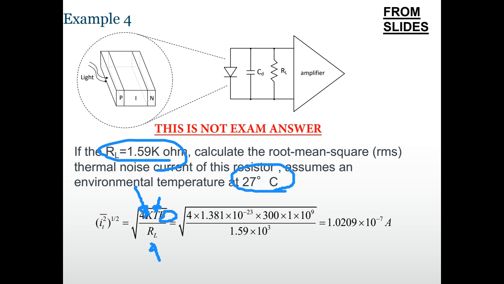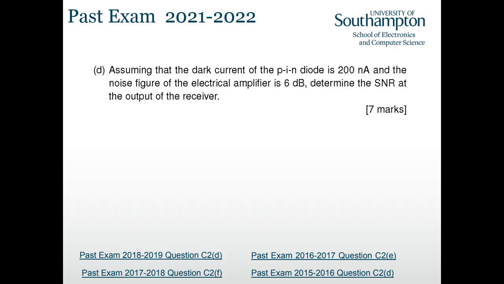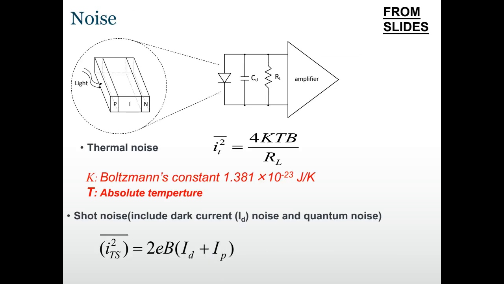Next question. Assume the dark current is given to you here, and you need to calculate SNR. This also tells you the noise figure of the electrical amplifier. If you go through the slides again, this is from the slides. First of all, we have two types of noise, thermal noise and shot noise. Shot noise has two parts, the dark current that's given to you, and the quantum noise.